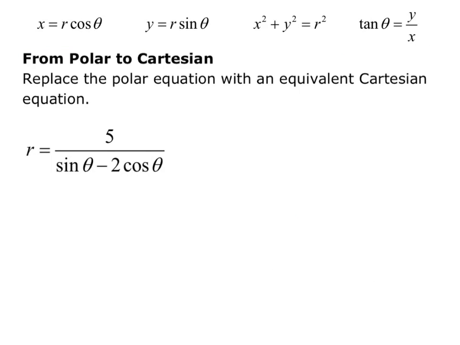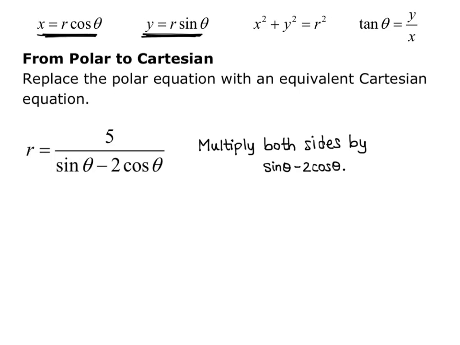So we're still going from polar to Cartesian, and we want to replace the polar equation with an equivalent Cartesian equation. We're given r equals 5 divided by the quantity sine theta minus 2 cosine theta. Now what I recognize in this one is if I multiply both sides by the denominator, then I'll get my first two identities, which is r cosine theta equals x and r sine theta equals y.